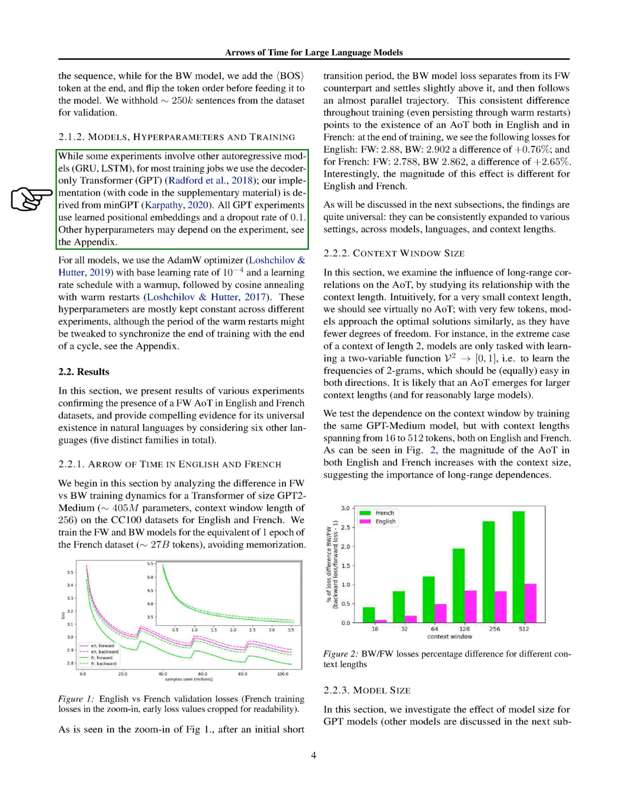We noticed that after a brief initial period, the loss for the BW model started to diverge from the FW model, settling slightly higher and then moving almost in parallel. This consistent difference, even through the warm restarts, suggests the AOT exists in both English and French. By the end of training, the loss for the English FW model was 2.88 compared to 2.902 for the BW model, a difference of plus 0.76%. For French, the FW model had a loss of 2.788 compared to 2.862 for the BW model, a difference of plus 2.65%. The impact of this phenomenon varies between English and French.